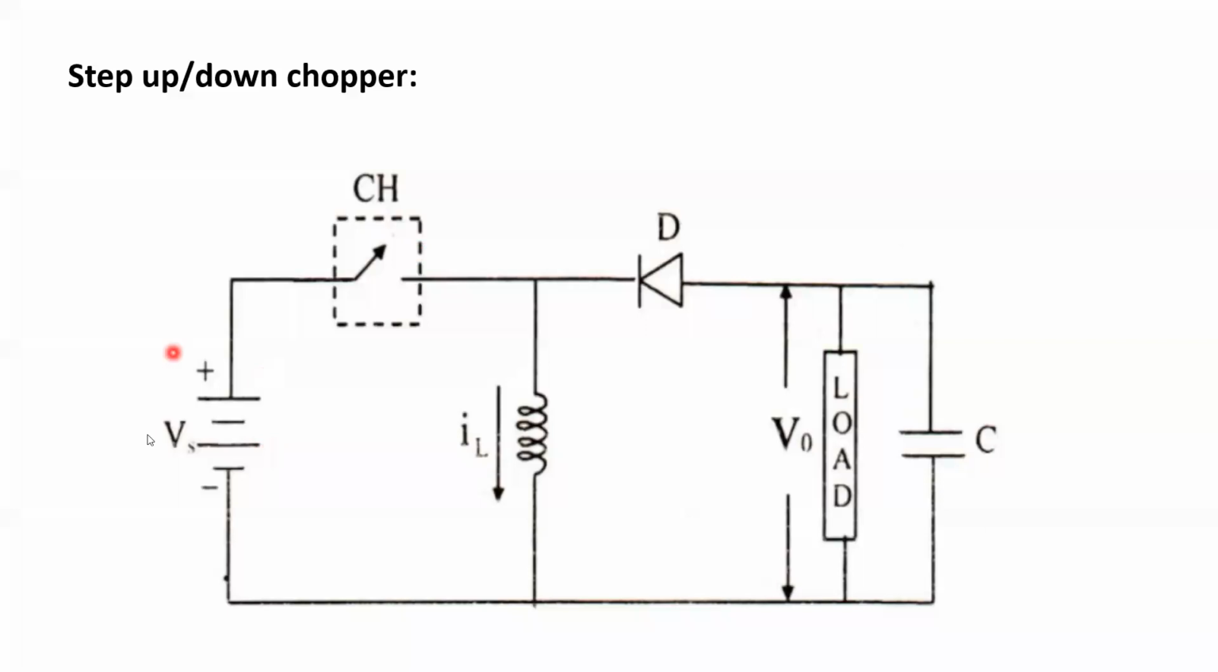That means there is no possibility of getting output voltage when the chopper is in on condition. Why? Because whenever supply voltage is given, the chopper comes into on state. But next, here you have two paths. One is the diode path and the second one is the inductor path.